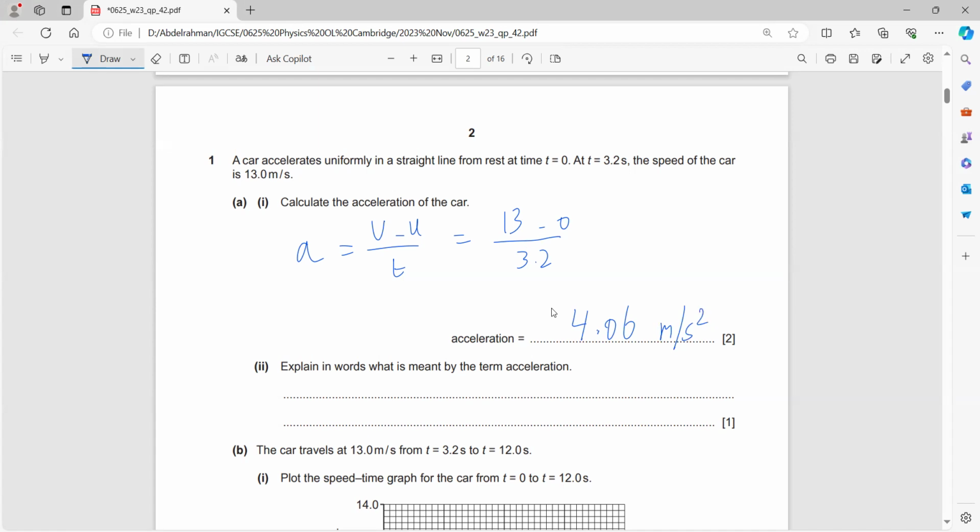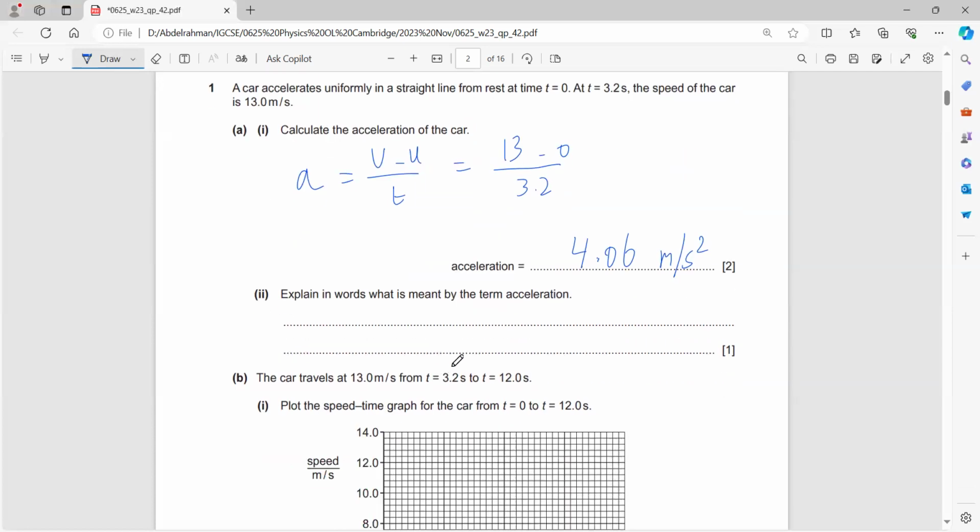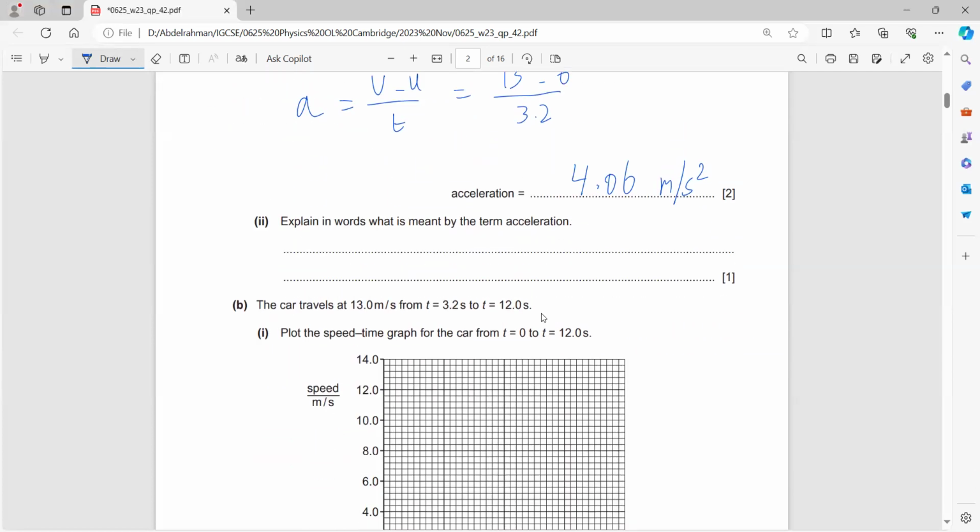What is meant by the term acceleration? Any ideas? An increase or decrease in a change in speed. Change in velocity, okay? But not just the change in velocity, the change in velocity per unit time.